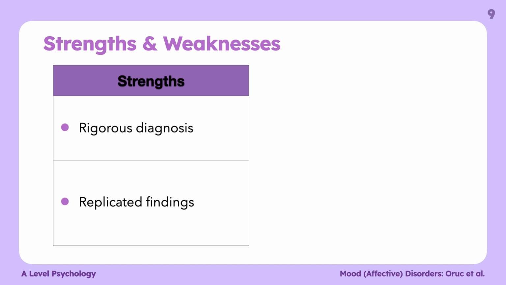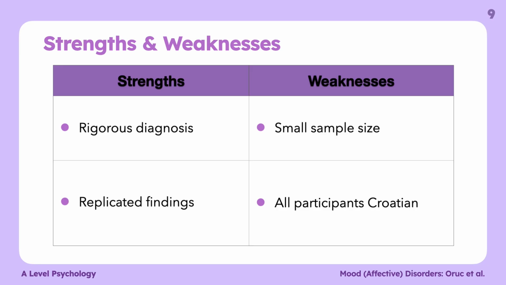They also replicated previous findings, which adds to scientific reliability. When different research teams find similar patterns, it makes us more confident the results are real rather than just chance. It's like having multiple witnesses telling the same story, but there are important weaknesses too, starting with the small sample size. With only 42 people in the bipolar group, it's hard to detect real genetic effects, especially when you start breaking it down by gender.